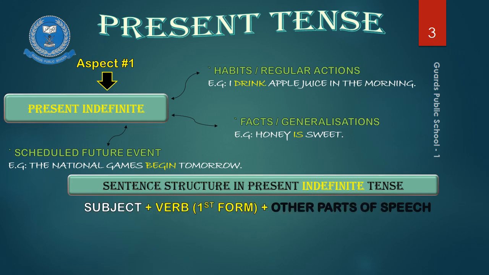We have a subject in the beginning, which may be a singular or plural, noun or pronoun. Then we have a verb in its first form, keeping in mind the subject-verb agreement rule. And then we have other parts of speech, which may be an object or a phrase used as a complement to the sentence. For example, she wears neat uniform, or we like the pizza served here.